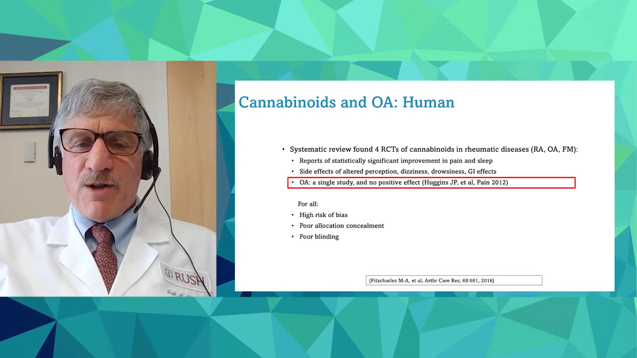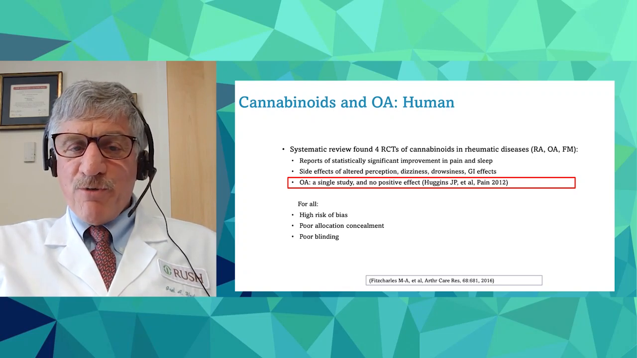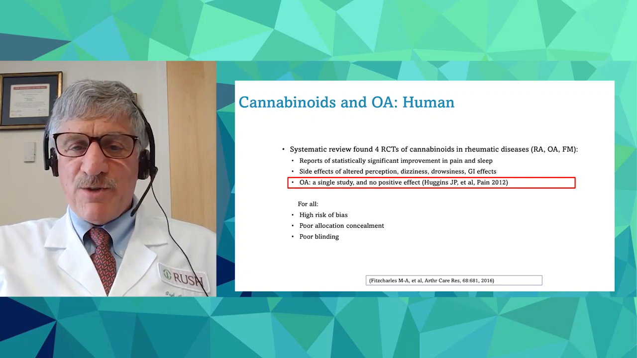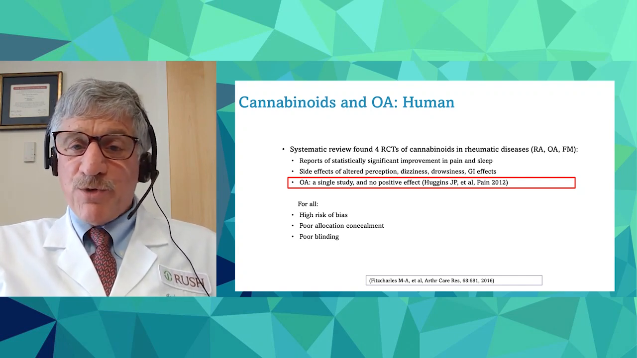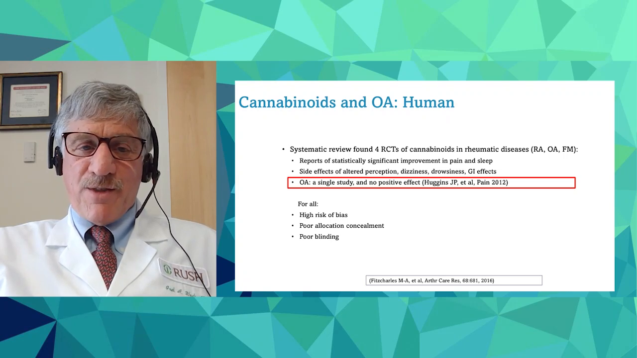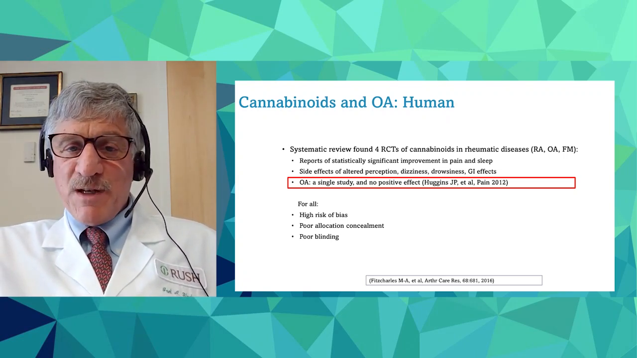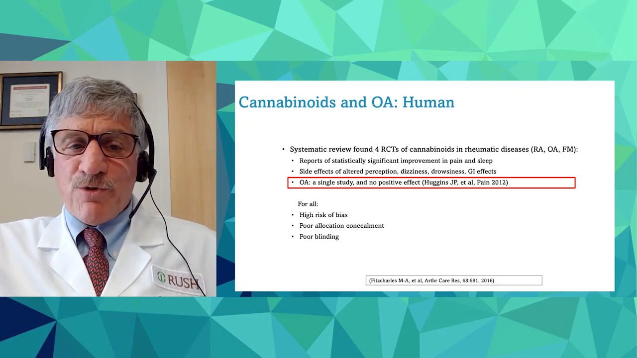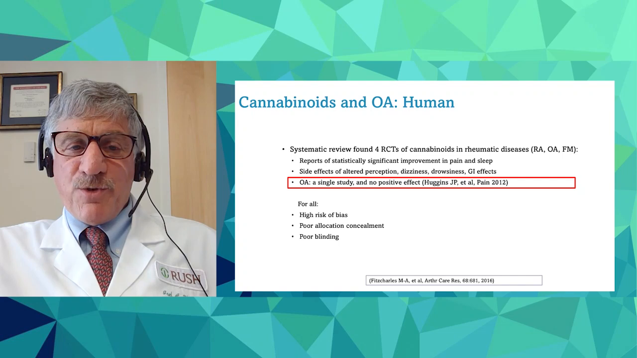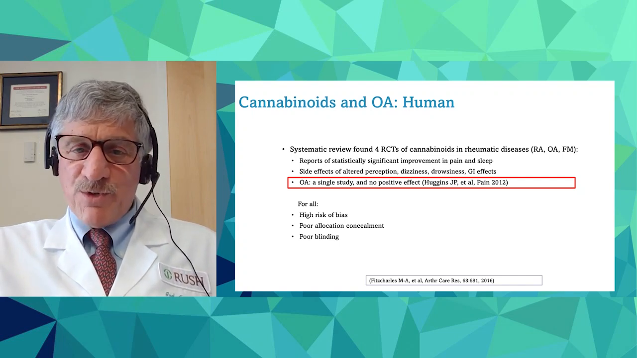Well, if you look across all rheumatic diseases, a systematic review only found a total of 4 randomized clinical trials of cannabinoids across the rheumatic diseases. Now, if you put those, and this is back in 2016, if you put those 4 studies together, they together suggested that there was statistically significant improvement in pain and sleep with the expected side effects. The problem is that of those 4 trials, only one of them looked at osteoarthritis, and that was an entirely null study.